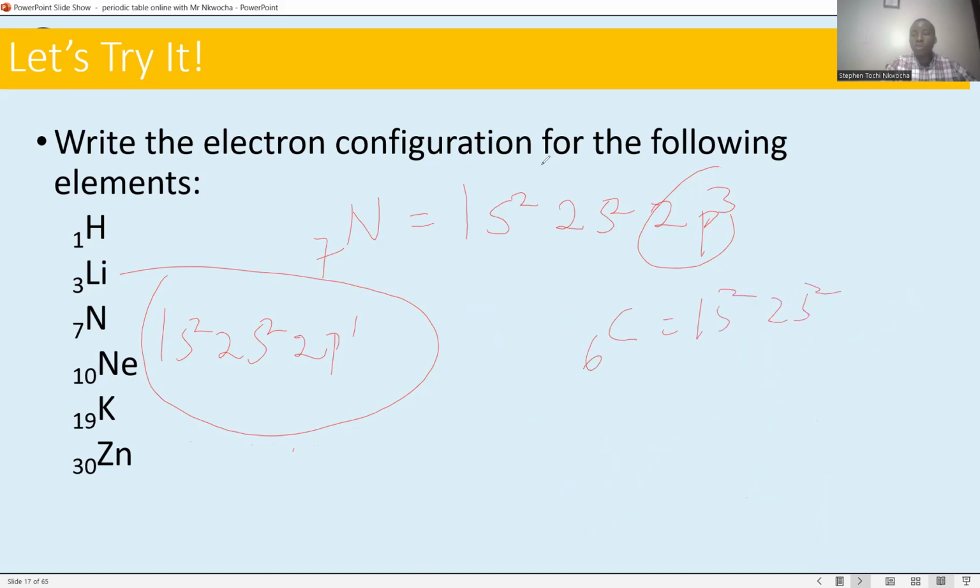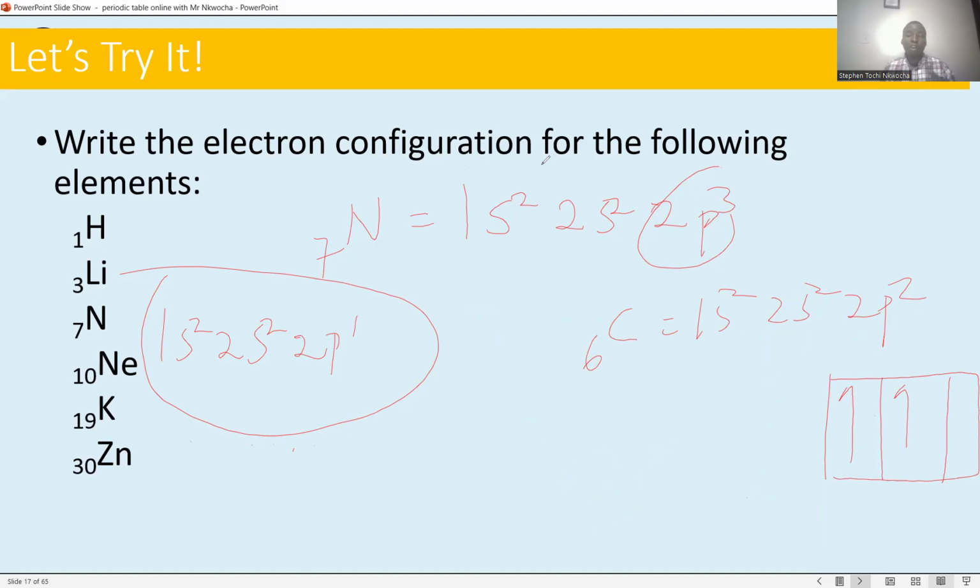1s2, 2s2, 2p2. Come on, carbon. So look at carbon. This is the p orbital of carbon. It just has 1 electron here. So why will carbon be a non-metal? You see, that contradicts what Mr. Nkwocha is just saying. This is what we call the ground state electronic configuration for carbon.